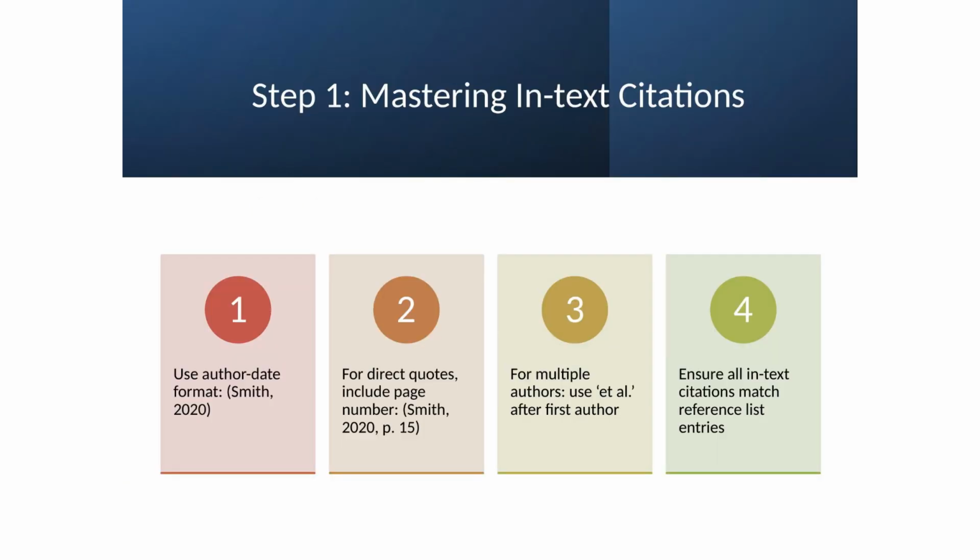In-text citations in APA style follow the author-date format. This means you include the surname of the author and the publication year within parentheses. If you are quoting directly, include the page number as well. For example, Smith, 2020, p. 15. For works with 2 authors, list both names. Smith and Jones, 2020. For 3 or more authors, use the first author's surname, followed by et al. Smith et al., 2020.